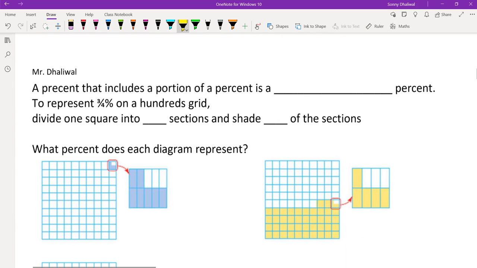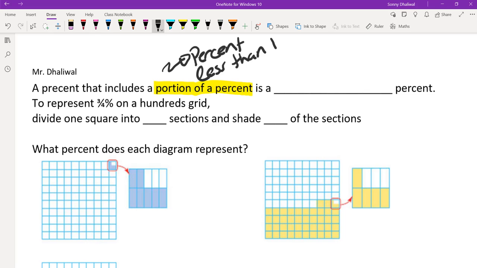Okay. So if we have a portion of a percent, which means a percent less than 1, right? We have something called a fractional percent. Because remember, a fraction means a part of a whole, right?